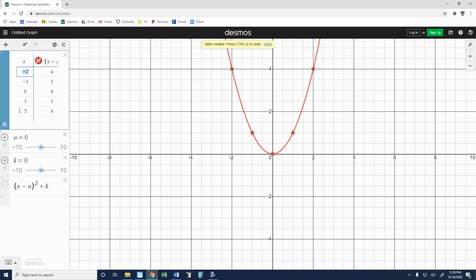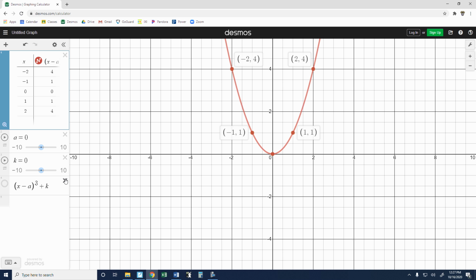So we'll see 2, 4 has the same value. When x is positive 2 and x is negative 2, they have the same y value. When x is positive 1 and when x is negative 1, they have the same y value. If we continued, when x was positive 3 and x is negative 3, they'd have the same y value. And so this is an even function.